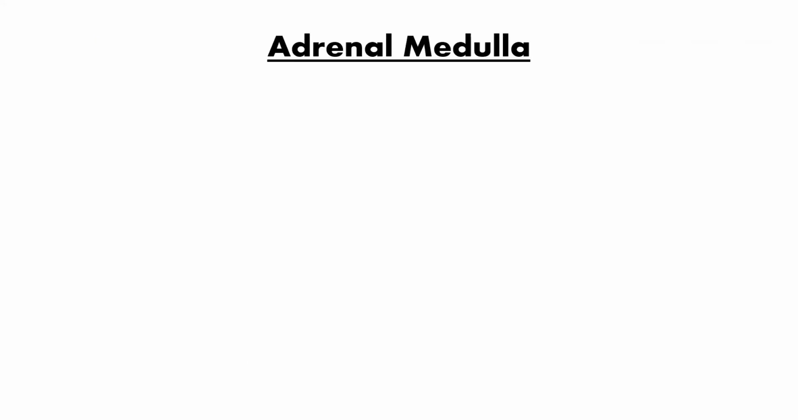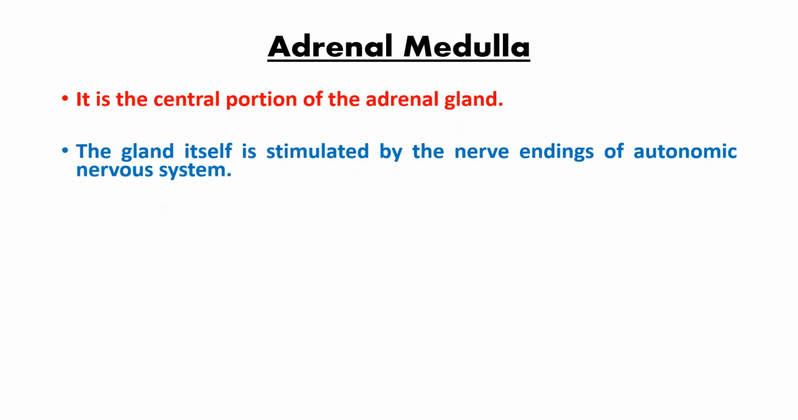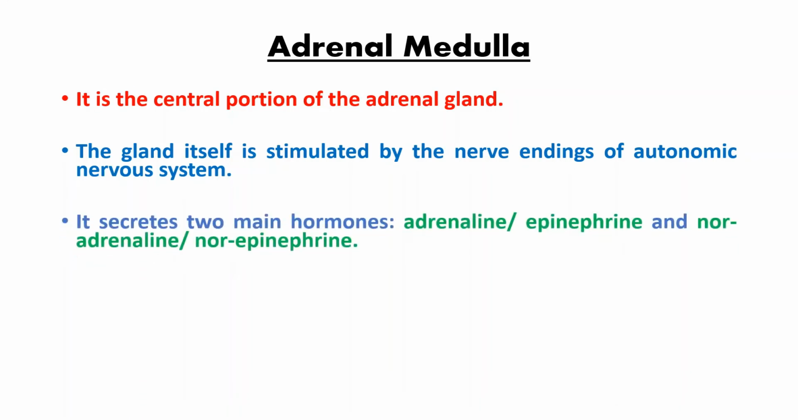Now, coming to the adrenal medulla. We have already learned that it is the central portion of our adrenal gland, and the gland is itself stimulated by nerve endings of the autonomous nervous system. The adrenal medulla produces two very important hormones. Number one is adrenaline or epinephrine, and the second one is noradrenaline or norepinephrine.